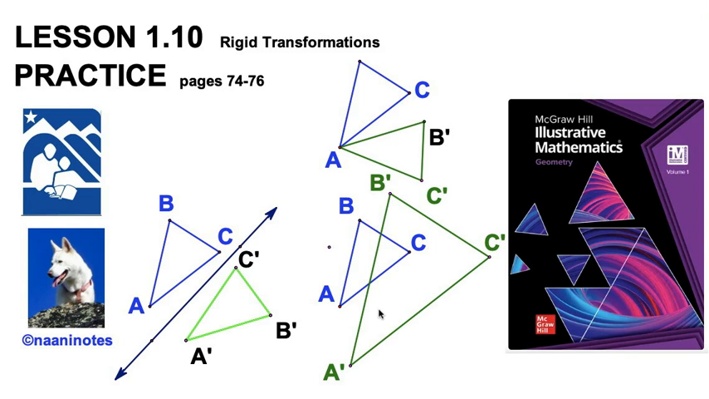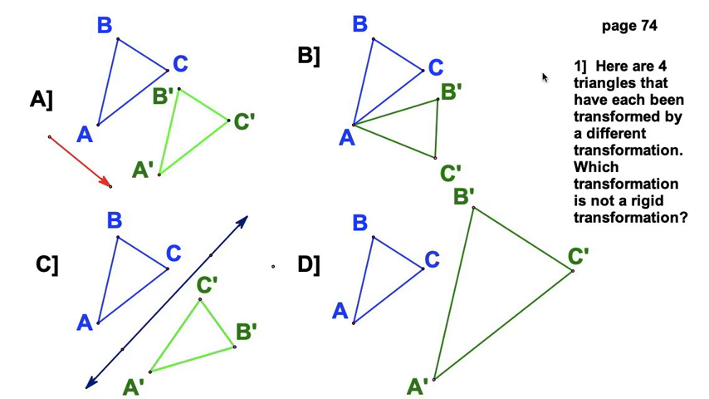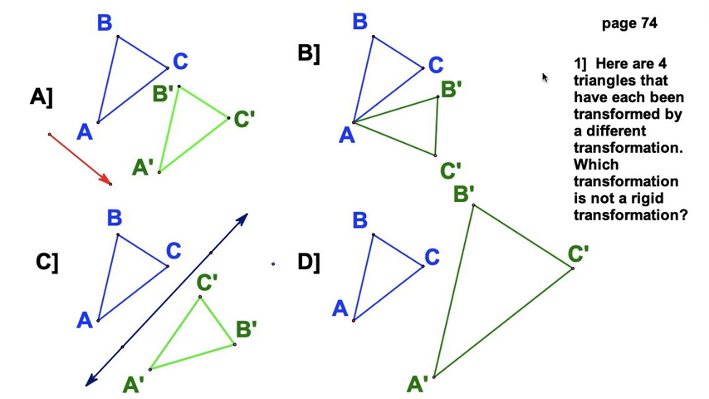Well, here's checking on our practice exercises that go with lesson 110, where we were graphing in class and finding rigid transformations. You'll find this on pages 74 through 76 in your textbook, McGraw Hill. So let's make sure you got them right. Let's have a look over here. I like this. We have a nice illustration here of the four ways that we transform figures.